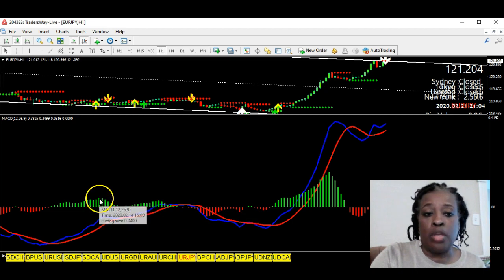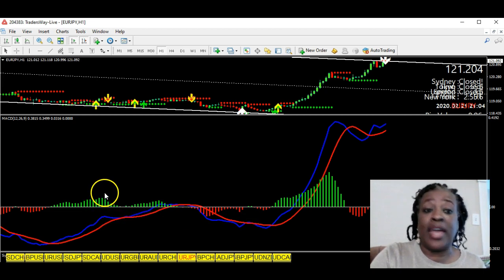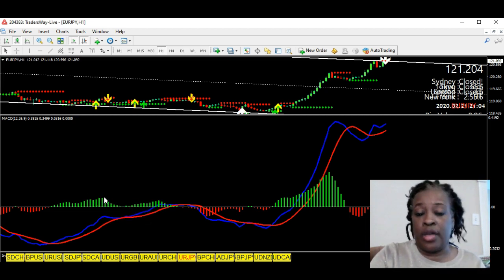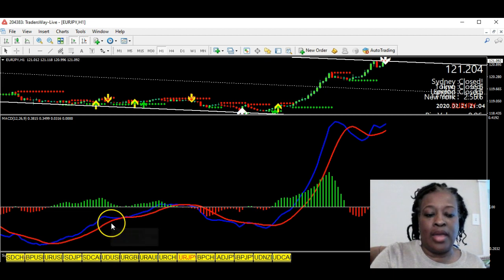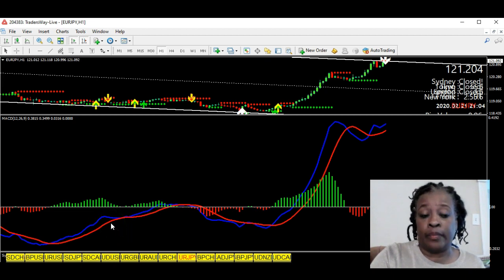And what the volume indicator does is it reads the volume of each candle, meaning it reads the strength of each candle. Very, very powerful. It gives you a lot of detail as to what price is doing. And so you have that. Now your moving averages: the blue line is your MACD line, and the red line is your signal line.